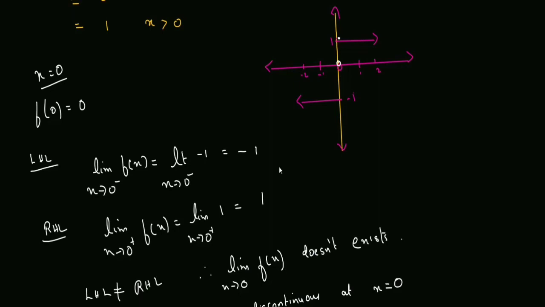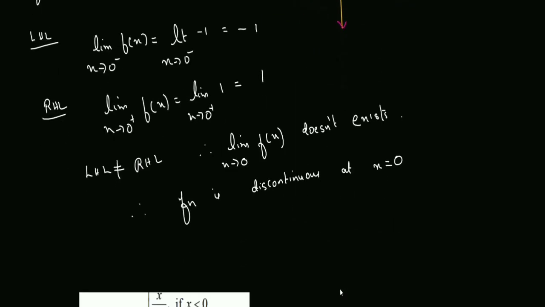So the point of discontinuity is at 0. At 0 the function is not continuous. After that it is a constant function. Here also on the left side it is a constant function. So the point of discontinuity is x equal to 0.